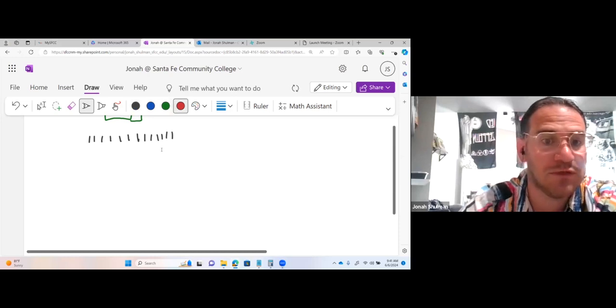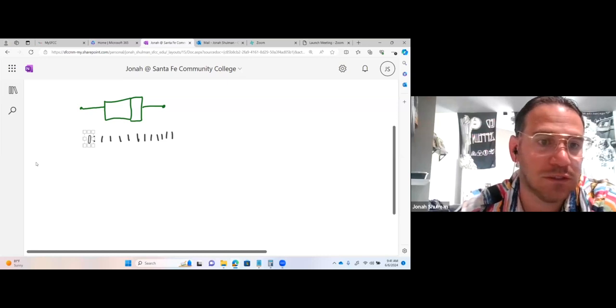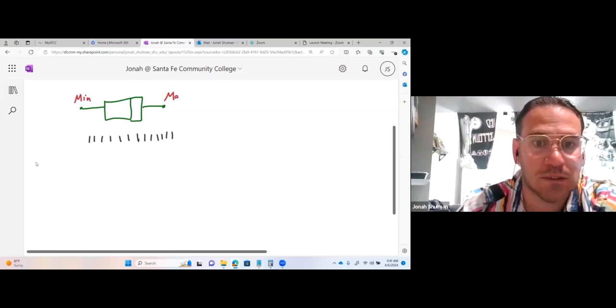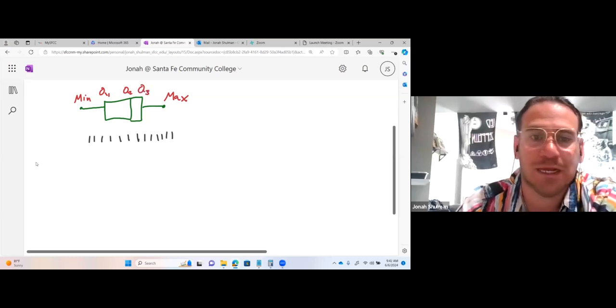What are the little parts of it? Well, the little parts of it are like this. This is your minimum. This is your max. This is your Q1 or your first quartile. This is your Q2 or second quartile or median. And this is your Q3 or third quartile. But what does that actually mean?